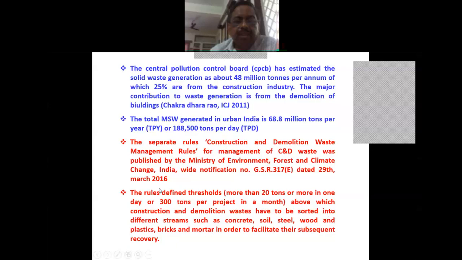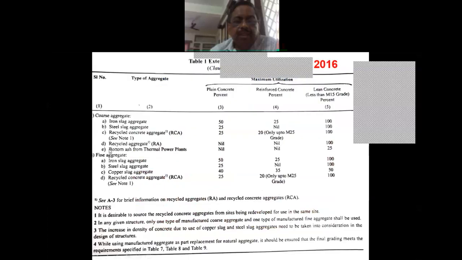So that way also, we have to use this construction and demolition waste in our construction activity. Try to use this material for construction only. Wherever we are demolishing, it has to be used there itself in a proper way. If you take the IS 383 2016 code, it also says recycled concrete aggregate and recycled aggregate. These two definitions are there.